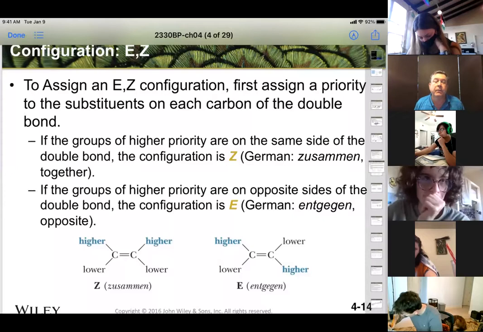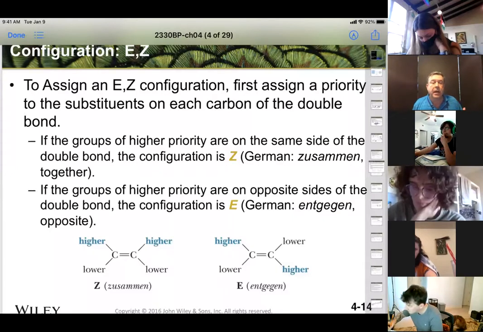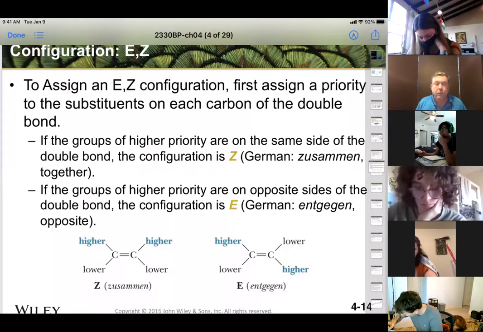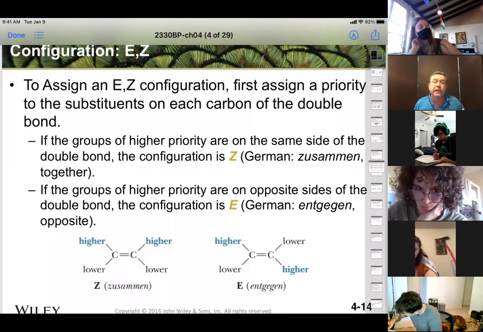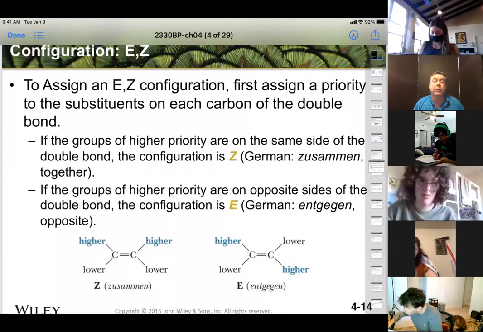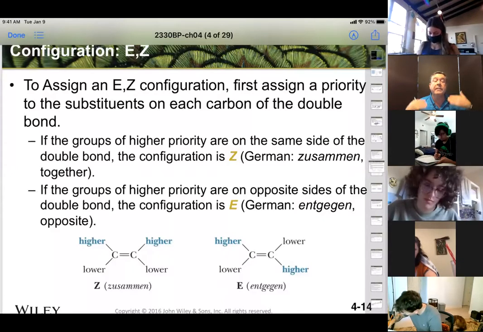So E and Z actually come from German, and the Z stands for zusammen, which means together or same. And the E stands for entgegen, meaning opposite. So what we're looking for is the groups that we're going to identify as either higher priority or lower priority as to whether they're going to be on that same side of the axis of that double bond.